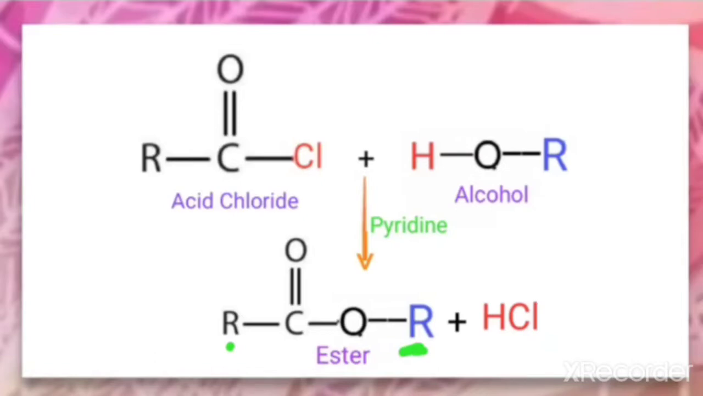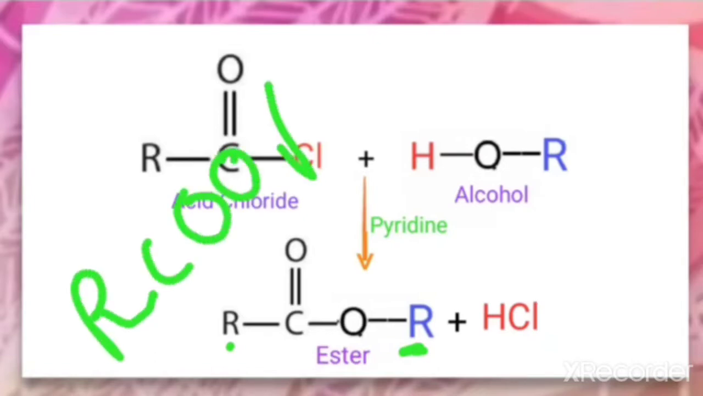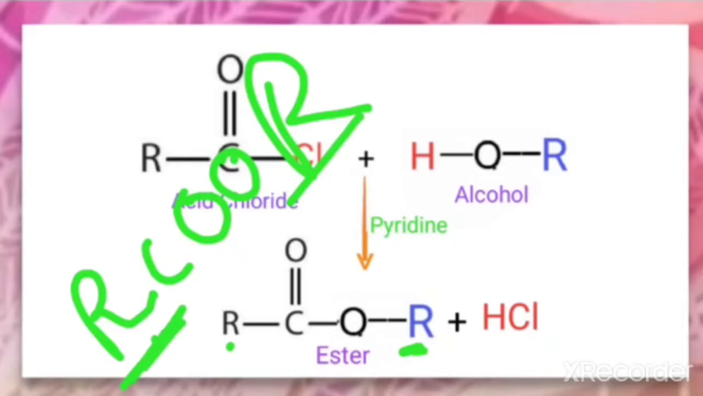So in short, how we write ester is RCOOR. It is not necessary that the two alkyl groups should be the same. They can be different also. Like if one alkyl group is represented as R, then the other alkyl group can be represented as R dash.